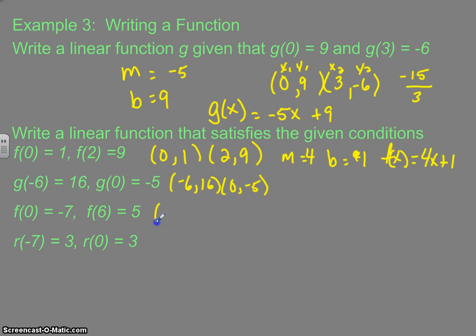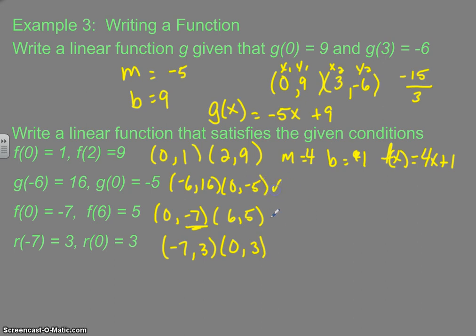Okay, write the points here, 0, -7, 6, 5. Again, find the slope. Here's the y-intercept. Write the equation. Write the points here. I've got -7, 3. I've got 0, 3. Here's the y-intercept. Find the slope. You can write the equation.